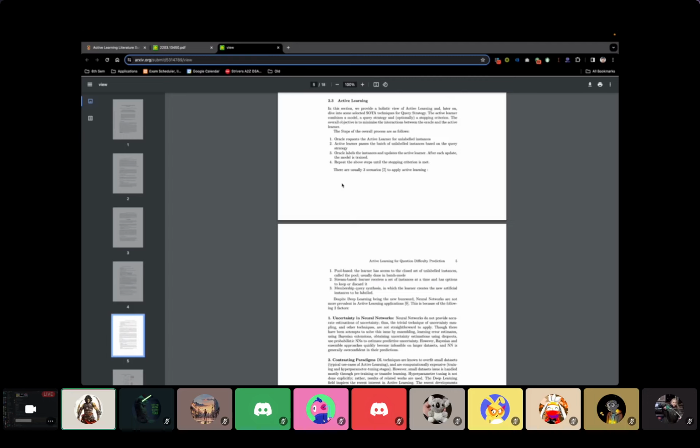So this is the process. In active learning, you have unlabeled data. You select which ones to label using a query strategy. Then you give it to the Oracle. The Oracle will label it, you get labeled data, and then you retrain the model.